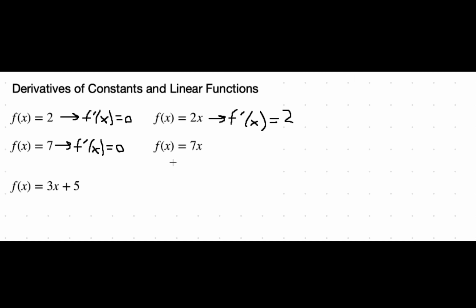So then if we have f of x is equal to 7x, that means the derivative of this is going to be 7 because the 7 is the coefficient in front of x. So we're going to have f prime of x is going to be equal to 7.